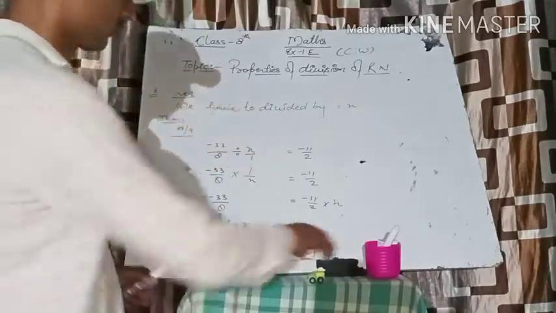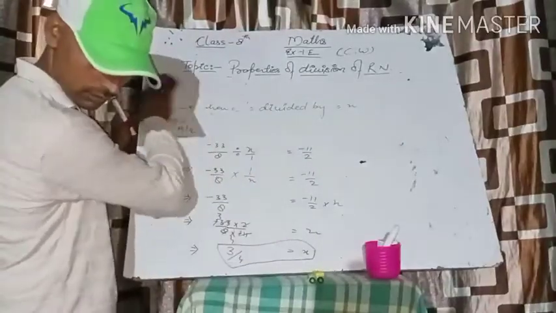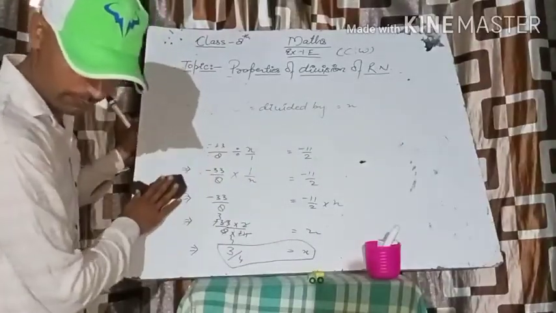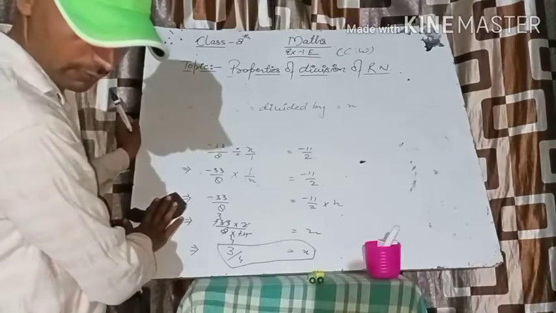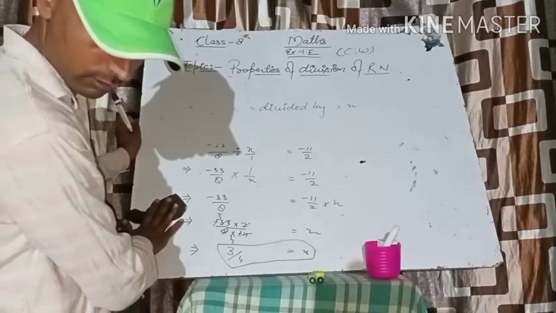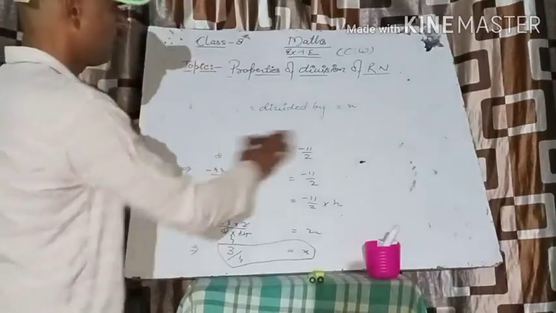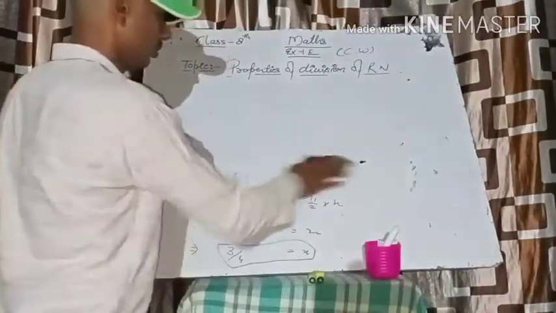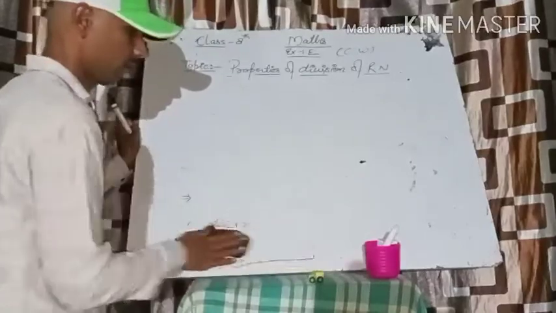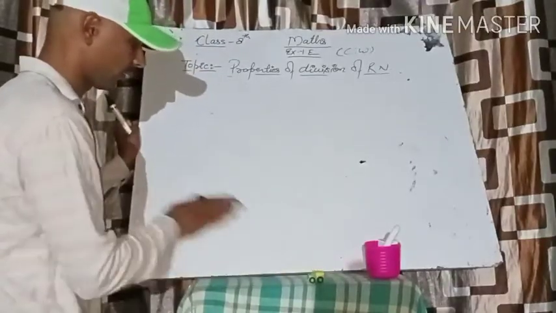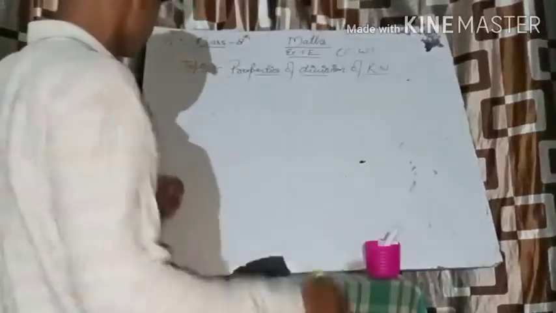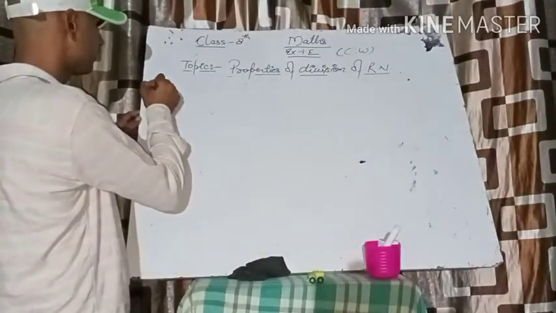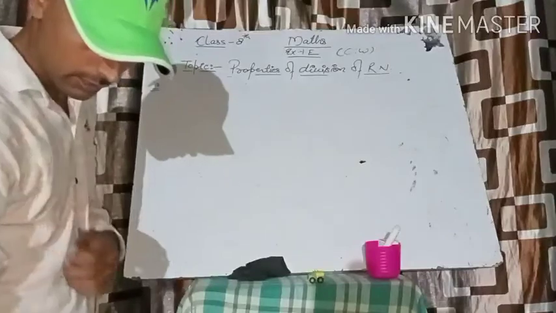Now let's do question number 10: divide the sum of this one and this one by their difference. It is going to be the most interesting and most important question of this exercise. What is the question? Question number 10.